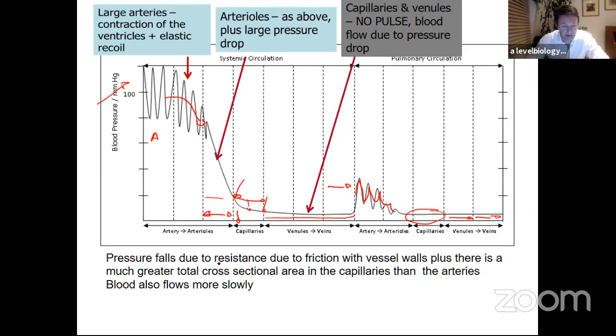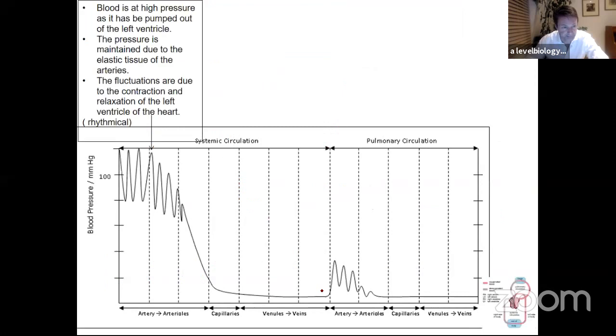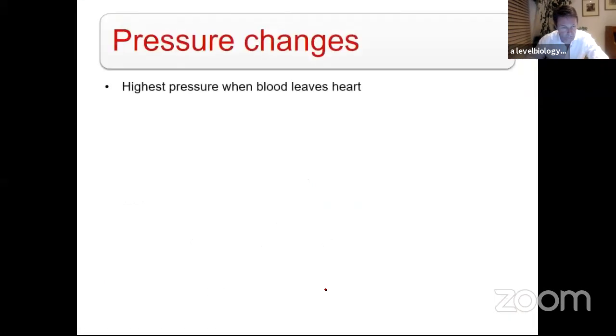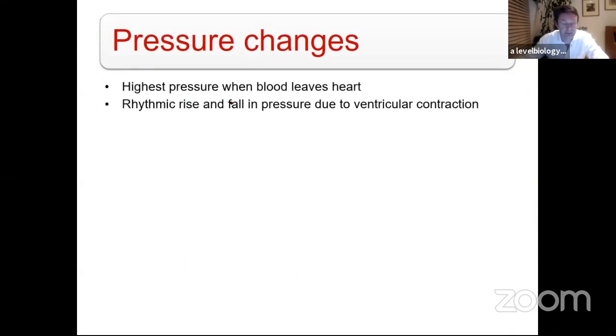So the pressure falls due to the resistance and due to the friction with the walls of the vessels, and plus there's a big increase in total cross-sectional area. I'll bring up a graph in a moment, we'll talk about that. So the pressure is highest when the blood leaves the heart.